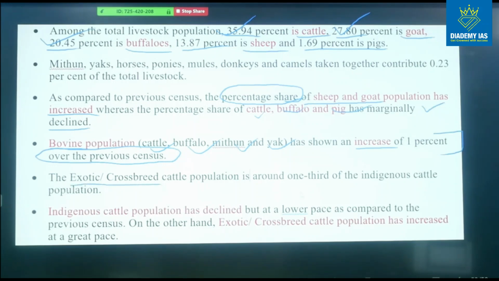Exotic crossbreed cattle population is around 1/3, and indigenous cattle population has declined, but at a lower pace as compared to the previous census, right? So indigenous cattle population is declining and exotic or crossbreed cattle population has been increasing. See, these are some of the points which you should read. Maybe there can be a question nowadays. Questions like this are coming, so you should know. Take another 30 seconds and read these underlined points again.